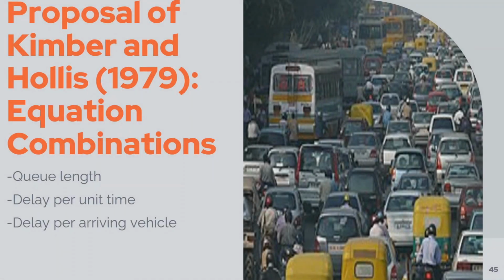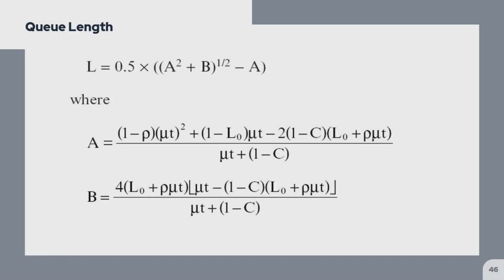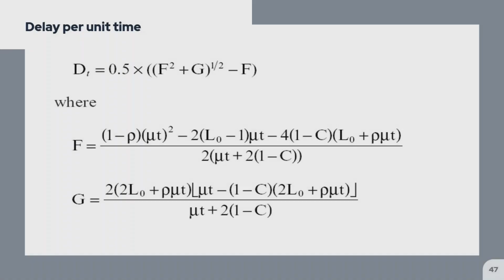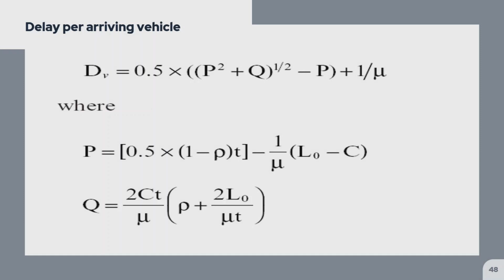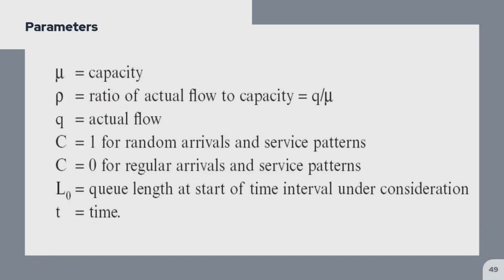Kimber and Hollis proposed a combination of equations using coordinate transformations to derive the following equations for average queue length and delay. For queue length, the following equation is derived. Next is the delay per unit time, followed by delay per arriving vehicle. And here are the parameters.